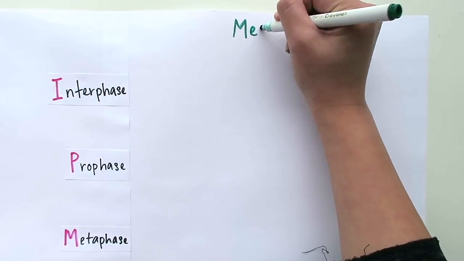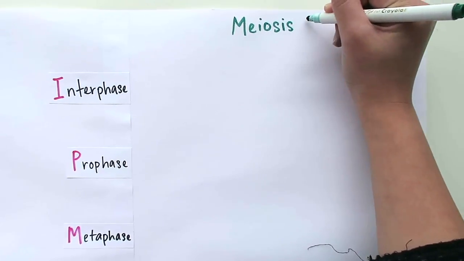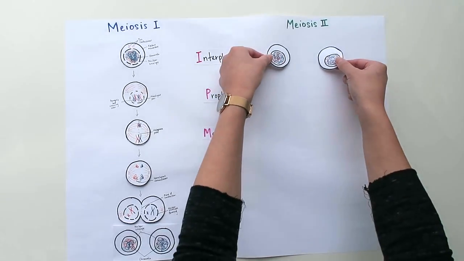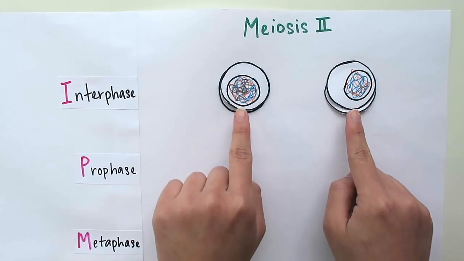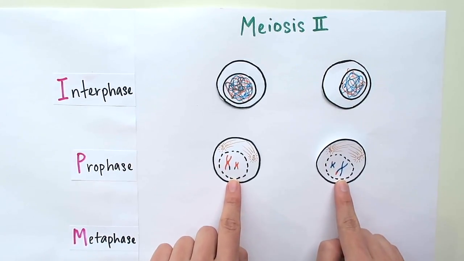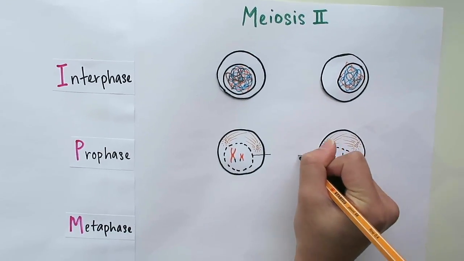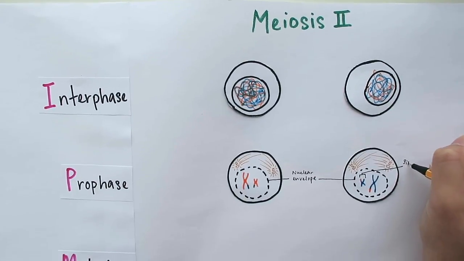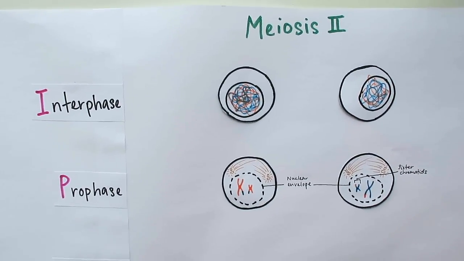After a period of interkinesis, the two daughter cells simultaneously start the second meiotic cell division as they enter interphase 2 without undergoing DNA replication. Prophase 2. The chromosomes condense again as the nuclear envelope breaks down. The spindle fibers form at the poles of both daughter cells and attach to the centromeres of the sister chromatids.